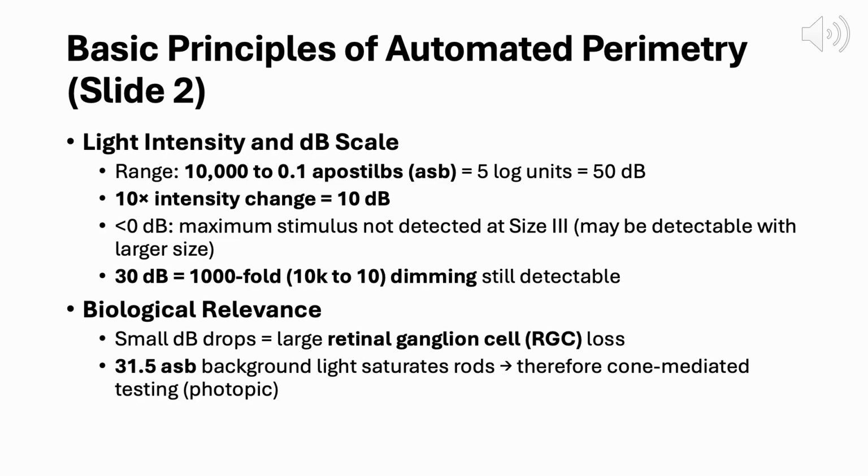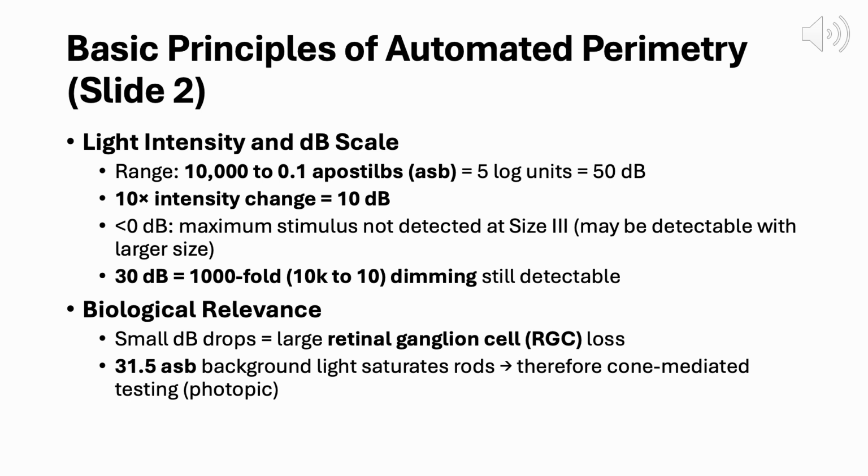Now, let's talk about light intensity and the decibel, dB, scale, which is central to understanding perimetry results. The Humphrey Field Analyzer tests light sensitivity over a dynamic range from 10,000 to 0.1 apostilbs, which spans 5 log units, or 50 dB. A 10 times change in light intensity corresponds to a 10 dB difference.